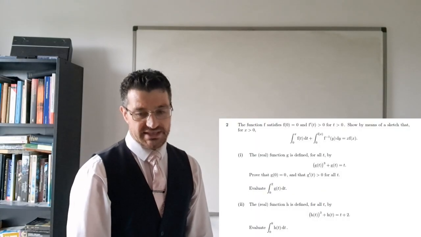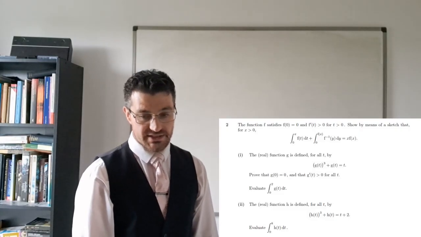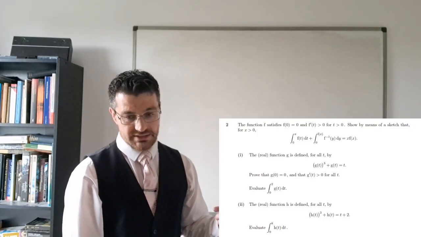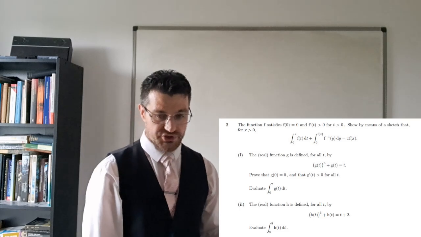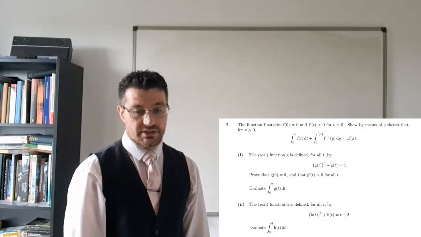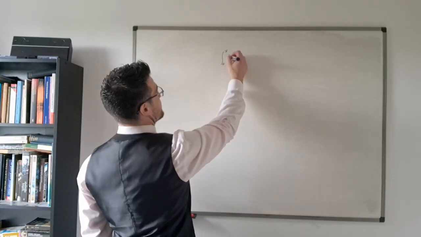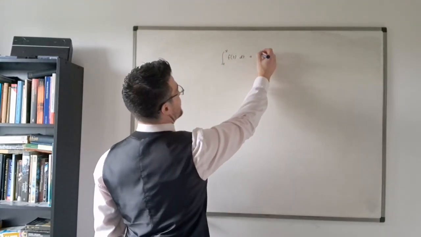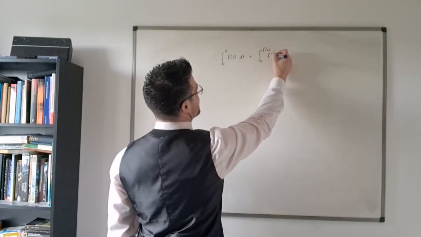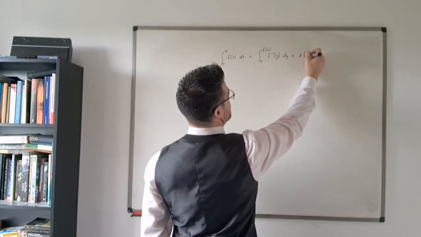So the function f satisfies f of 0 equals 0 and f prime of t is greater than 0 for t greater than 0. So in other words, the function goes through the origin, and for positive values of t, the function has a positive gradient. Show by means of a sketch that for x greater than 0, the integral from 0 to x of f of t dt plus the integral from 0 to f of x of f inverse of y dy is equal to x times f of x.